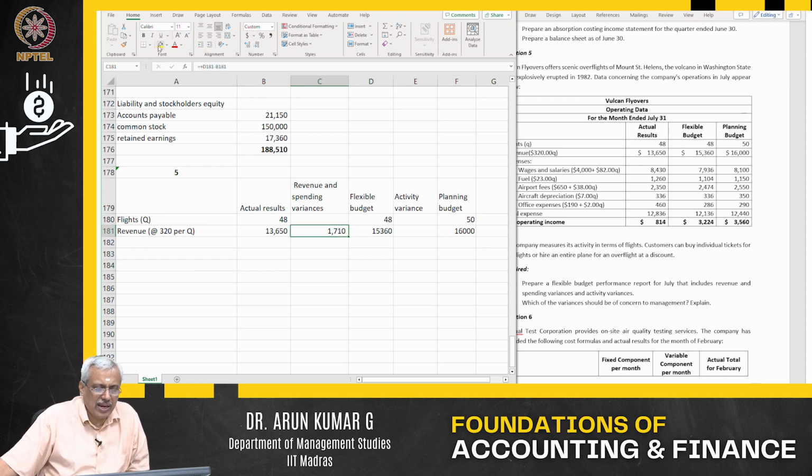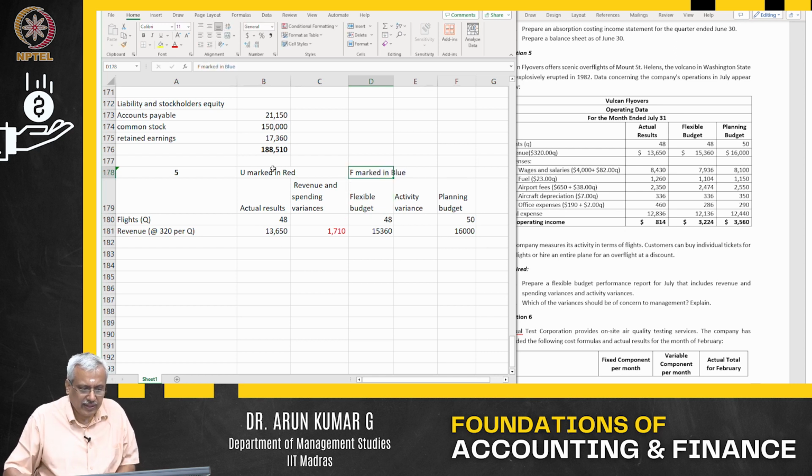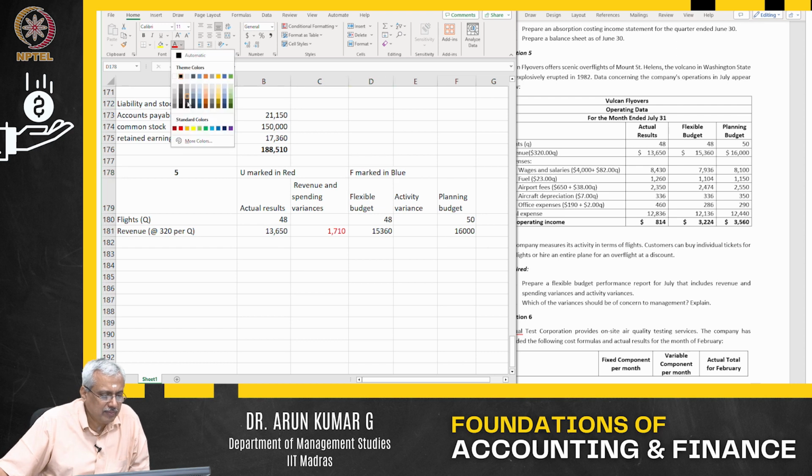So unfavorable, I'm going to mark it in red, so U is marked in red, and then F marked in blue. Let me get this very clear so that I can mark all these things very clearly.